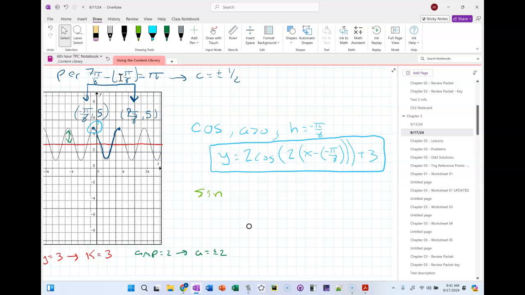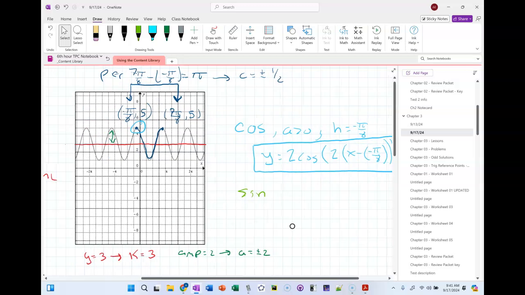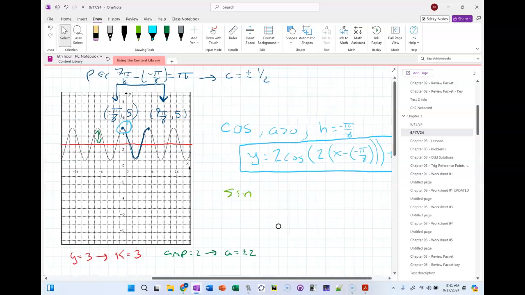So next, for sine, I'm going to pick a midline point. Any midline point is fine. Let's say I pick this one. What's the coordinate for that midline point there?